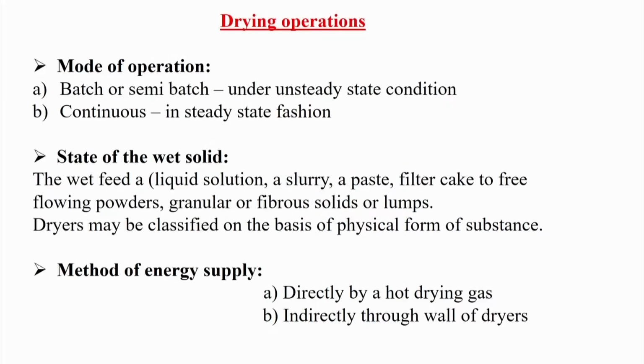Another is the method of energy supply, how the drying process takes place: whether we directly supply the hot drying gas, or indirectly supply heat through the wall of the dryer, meaning from one side the drying medium supplies heat, and from the other side the evaporation of water vapor takes place. This is indirect energy supply to the drying medium.